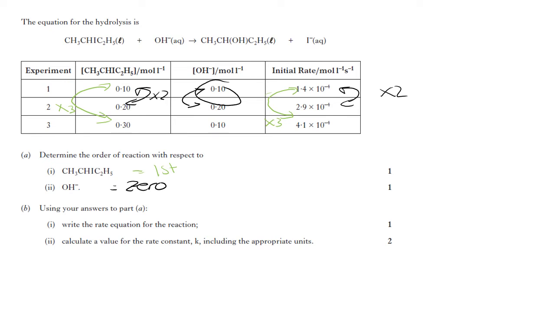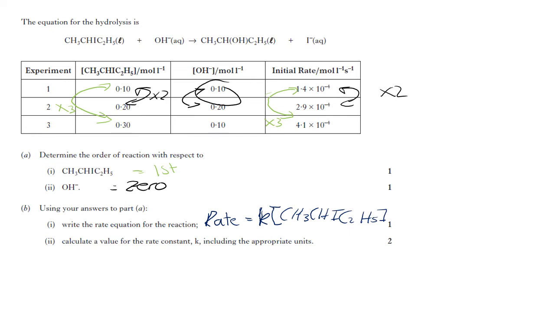What we need to do now is write a rate equation. Now remember, with a rate equation, we have to start with the word rate, and then a small k. I do apologise, the pen I'm having to write with is not drawing very well. A small k, and it's first order with respect to that first chemical. So open our bracket, and that's going to be CH3CHIC2H5, and that's it.